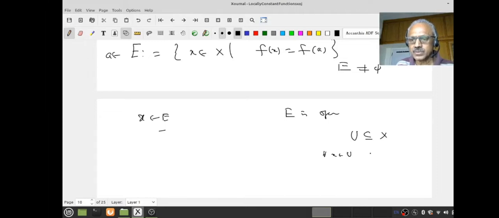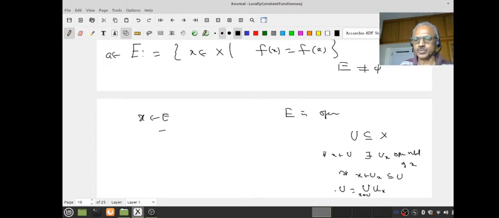For all x in U, I should find a Ux, an open neighborhood of x, so that x belongs to Ux and Ux is contained in U. Therefore U will be the union of Ux as x varies over U, therefore U will be open. Do you remember? This is the trick. Almost 99.99% of the time when you want to say abstractly a subset is open, this is the only way.